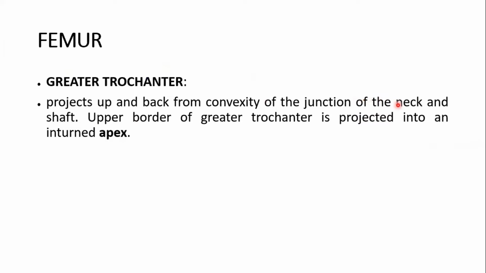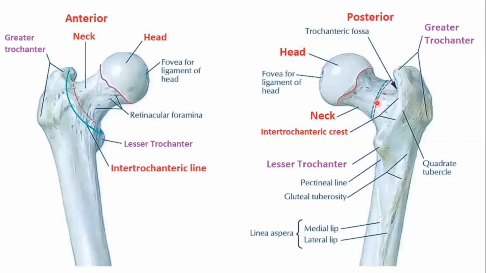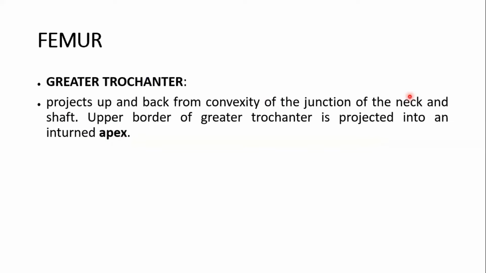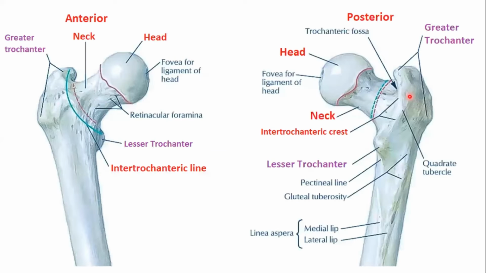from convexity of the junction of the neck and shaft. This is the neck. This is shaft, and from this junction, this is projection up and back. You could see this is the greater trochanter. It has an apex as well. You could see this is the apex.